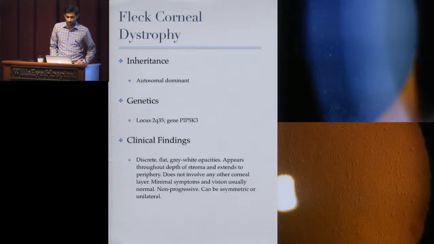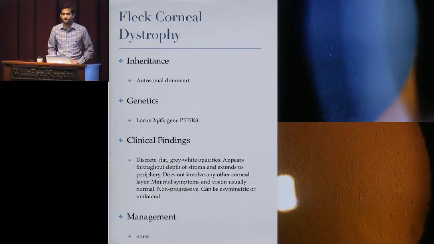It's autosomal dominant, and the reason I say it's almost fake is because I've seen one patient with this, and I had to convince myself that there was actually something there. The corneas basically look normal, but if you look hard enough, you'll see these little tiny flat gray-white opacities. They're scattered throughout the stroma, central, peripheral, anterior, deep. The vision's normal, minimal symptoms. It can be asymmetric or even unilateral. So again, dystrophies are supposed to be bilateral and symmetric. This can be pretty random, and there's nothing to do about this.